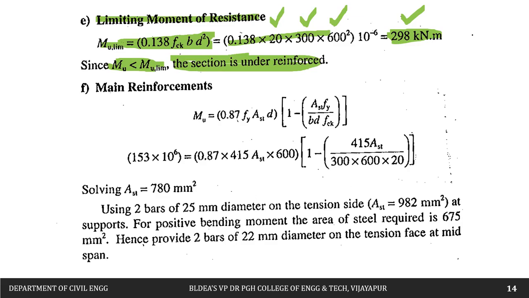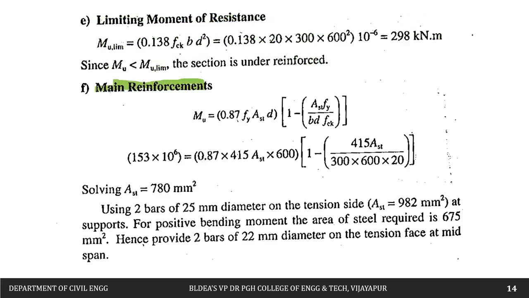Then next, we have to calculate the main reinforcement. You can use this formula to calculate the value of AST. Or otherwise, we have used earlier the formula AST is equal to 0.5 into FCK divided by FY into bracket of 1 minus square root of 1 minus 4.59 into MU divided by FCK BD square. Already we have used that formula many times. For the negative moment we have to calculate, and for the positive moment we have to calculate the reinforcement.